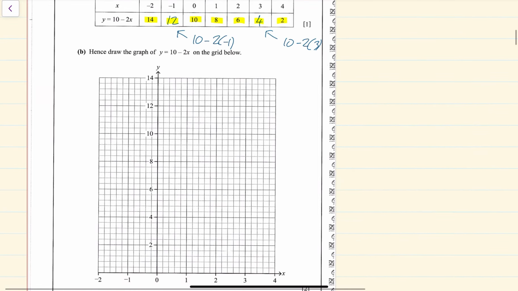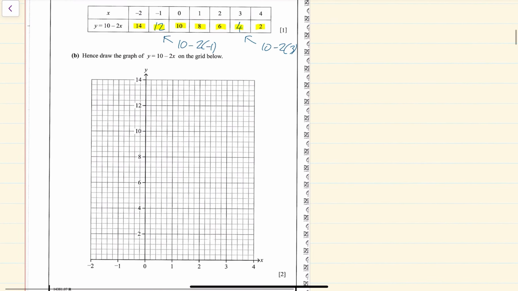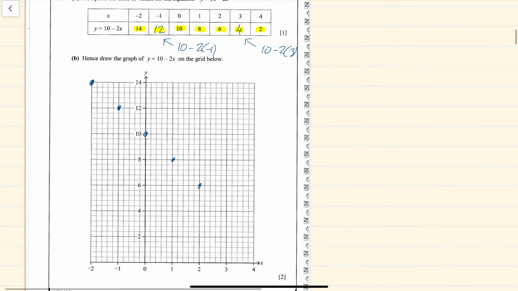Okay, now we've got to draw these. I should have had this done in advance. Right, so x equals minus 2, your y is 14. Up here, x equals minus 1, your y is equal to 12. X equals 0, your y is equal to 10. X equals 1, y is 8. X equals 2, y is 6. X equals 3, y is 4. X equals 4, y is 2.